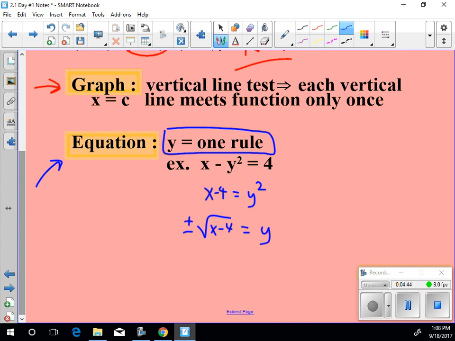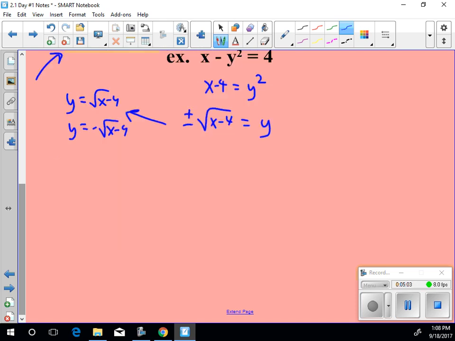However, when I take the square root, I get two answers, and therefore I have two separate equations. This is y equals the square root of x minus 4, and y equals negative square root of x minus 4. So if I were to sketch that, we would clearly see that the square root of x has been shifted which direction?